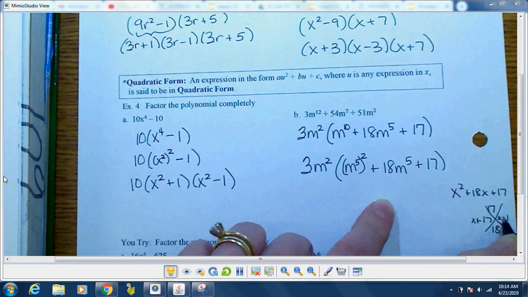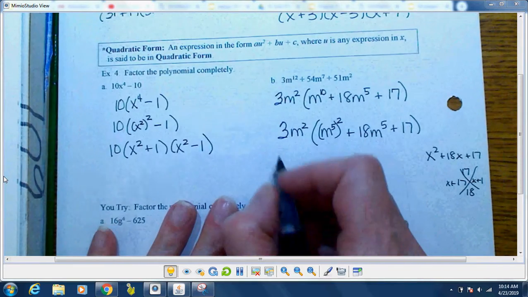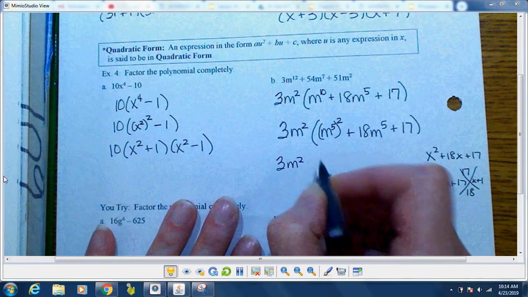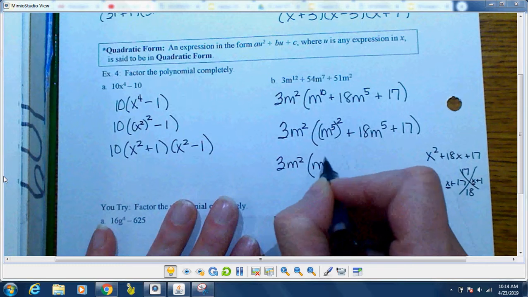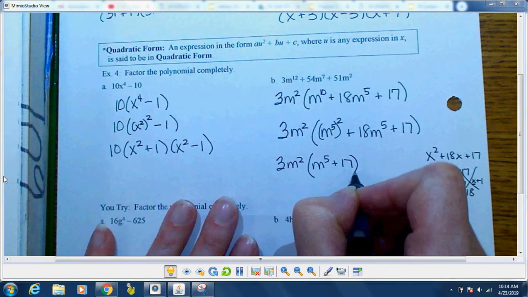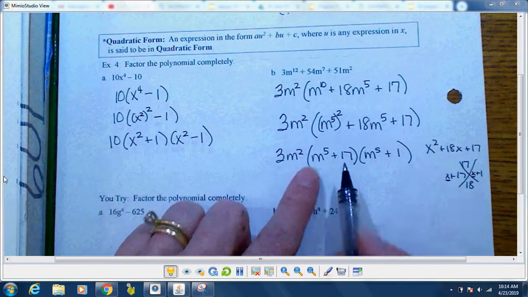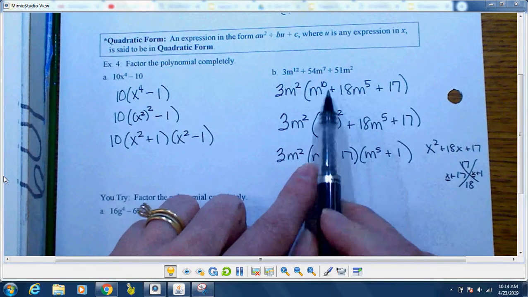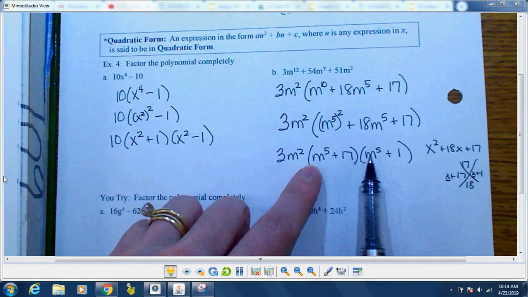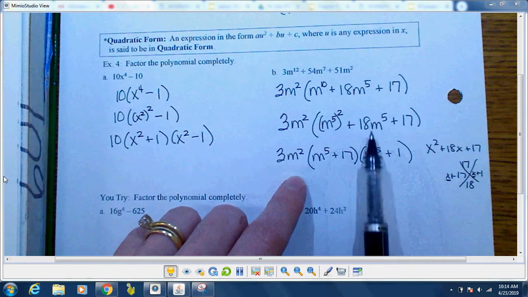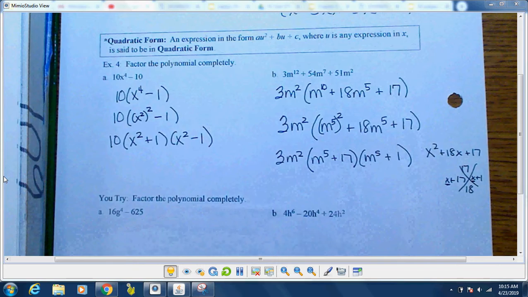All right? This is kind of the same thing, except instead of an x, we have an m to the 5th. So 3m squared times, instead of my x, I have m to the 5th plus 17 times m to the 5th plus 1. And what I'm going to end up with is m to the 5th times m to the 5th gets me m to the 10th. You add them. 17 m to the 5th plus 1 m to the 5th gives me my 18 m to the 5ths, and then 17 times 1 is 17. It works out. Okay.